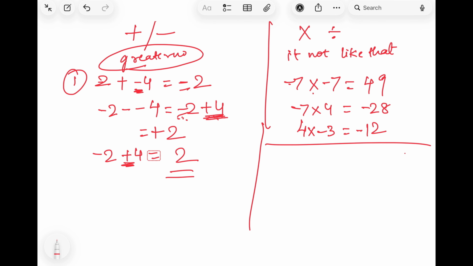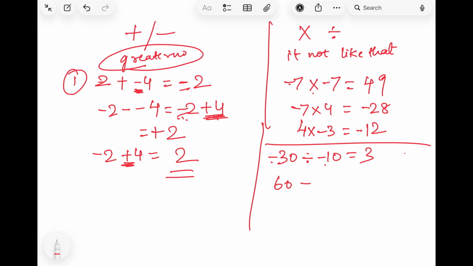Let's take up some examples for division also. Similarly, minus 30 divided by minus 10. Again we will follow that only. Both signs are same. So minus minus becomes plus. Means the answer will be in plus. 30 divided by 10 will be 3.